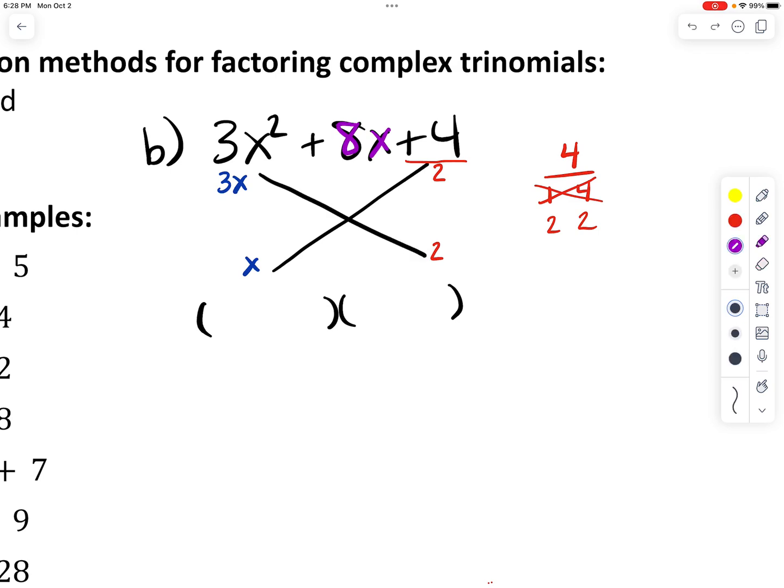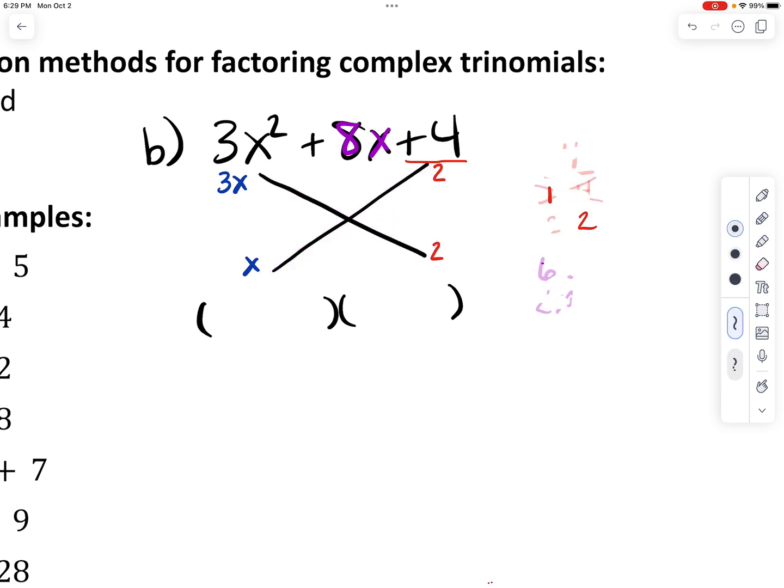Oops. 3x times 2 is 6x's. X times 2 is 2x's. Ooh, 6x and 2x can make that 8. So that is going to be my factored form.